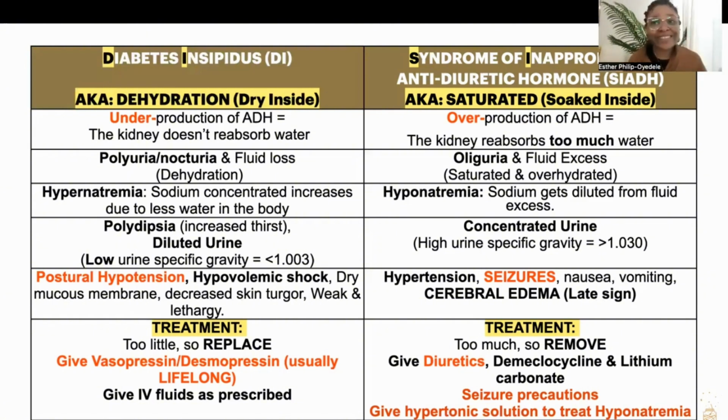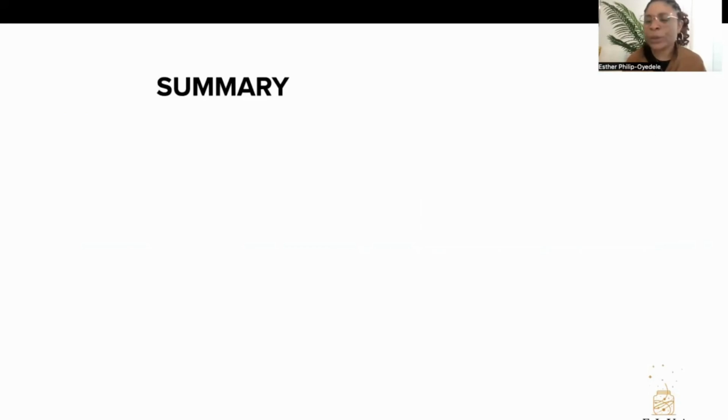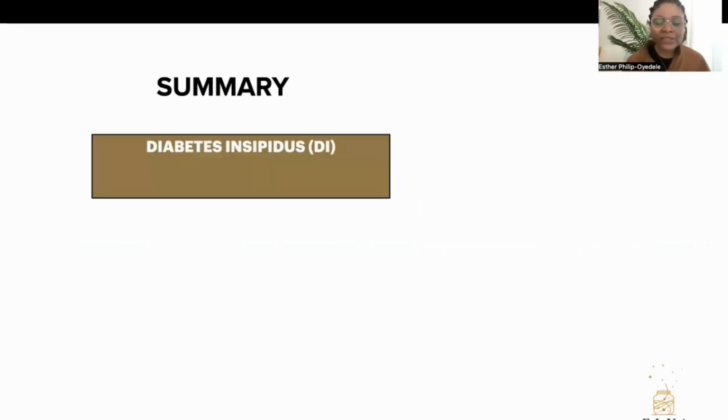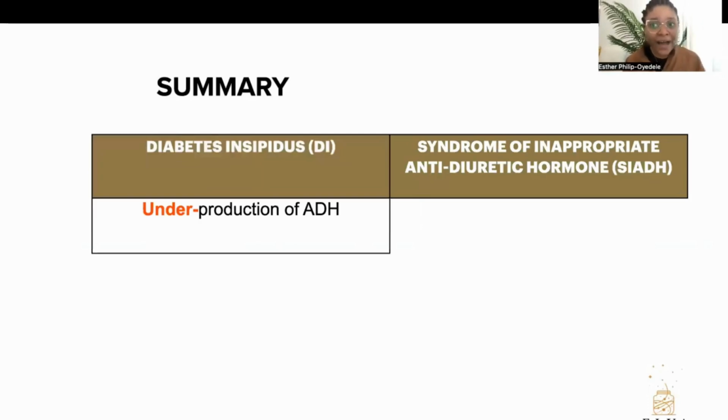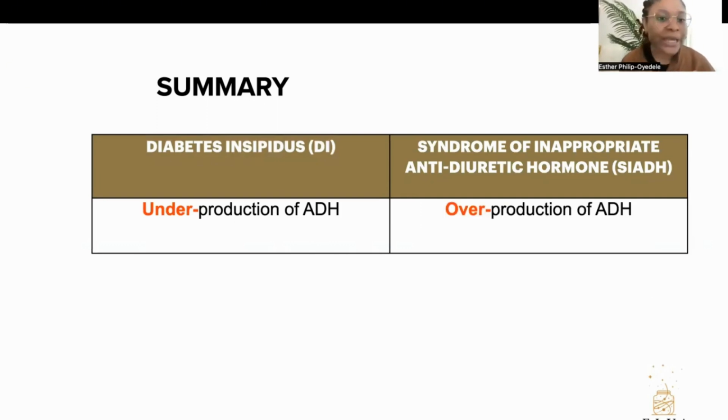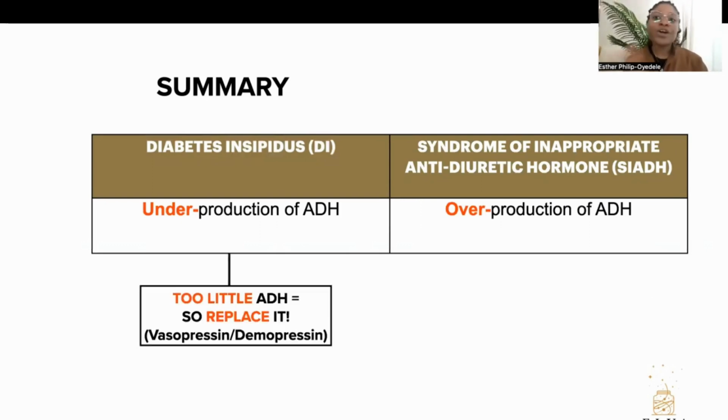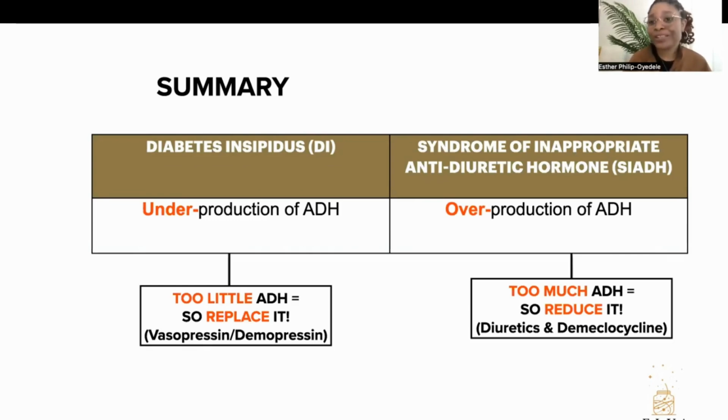All right. That is it on diabetes insipidus and syndrome of inappropriate antidiuretic hormone. But I can't go without giving you a quick summary to tie it up, right? So diabetes insipidus, once again, is underproduction of ADH. And syndrome of inappropriate antidiuretic hormone is what? Overproduction. All right. And when you have an underproduction of something, it's too little, you replace it with vasopressin or desmopressin. And you got too much ADH over here, so what you do is you reduce it. So we can give diuretics or we can give demeclocycline.